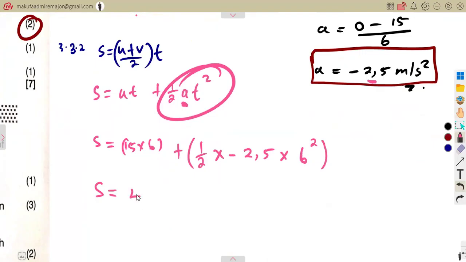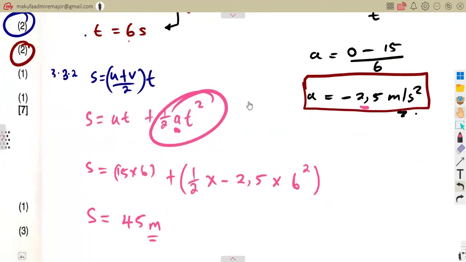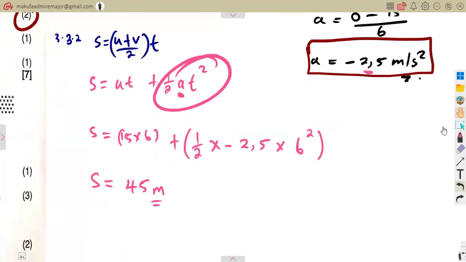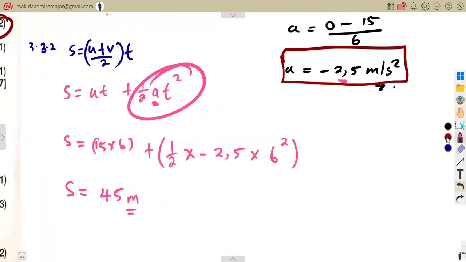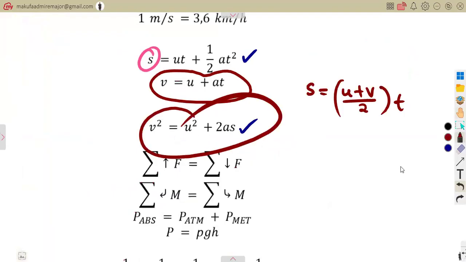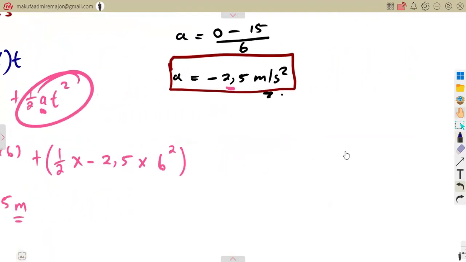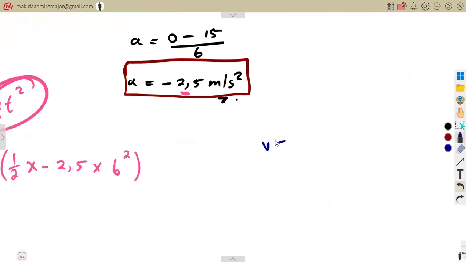So that was going to give us 45 meters at the end. So I want you also to prove with that one and see what you're going to have. And also to prove with this one, you are going to have the same answer again, guys. All this, v squared is equal to u squared plus 2as. With that one, it means you're going to use it this way. v squared is equal to u squared plus 2as.